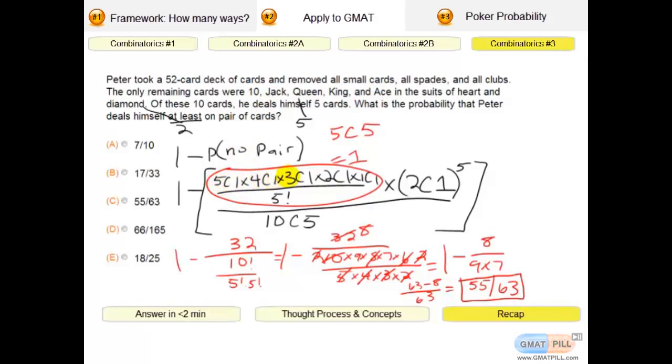5 choose 1 times 4 choose 1 times 3 choose 1. That's basically out of the 5 cards, you choose the first one. Then out of the remaining 4 cards, you choose another 1 card. Then out of the remaining 3 cards, you choose 1 card. You have to divide all that by 5 factorial to account for the fact that there may be duplicates, and because order does not matter. So this simplifies to 1. Then you combine it with the 1 minus, the suit variations here and the total possibilities here. Do all the math, and you'll get 55 out of 63.